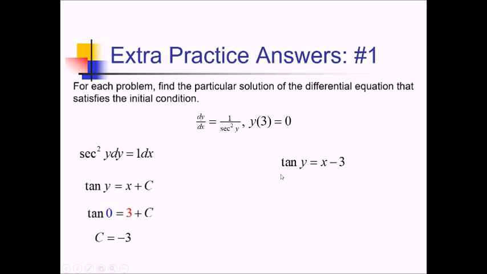But the game's not over until y is completely isolated, so we just have to take the arctan of both sides, giving us y equals arctan of x minus 3.